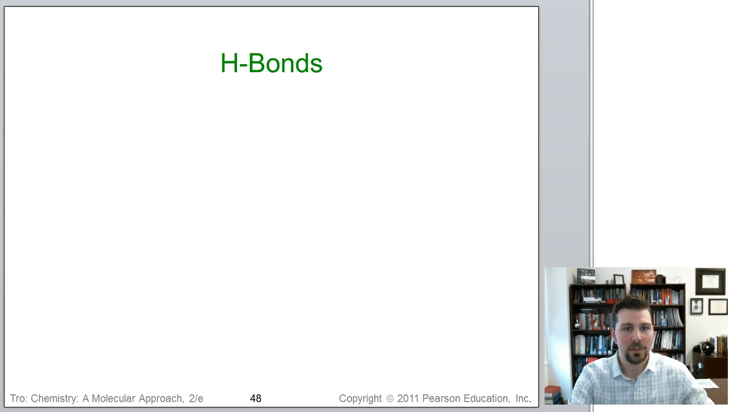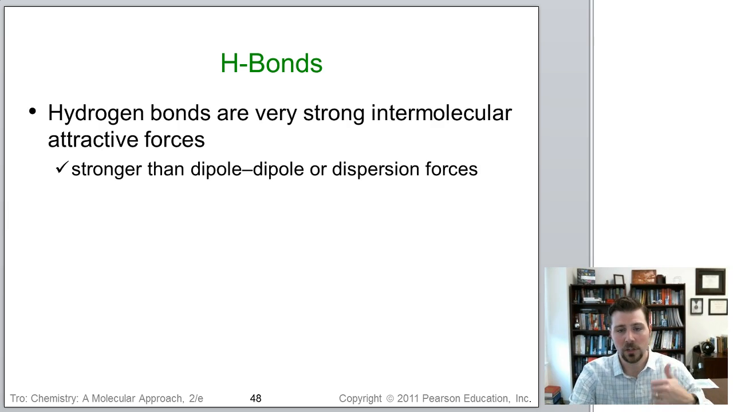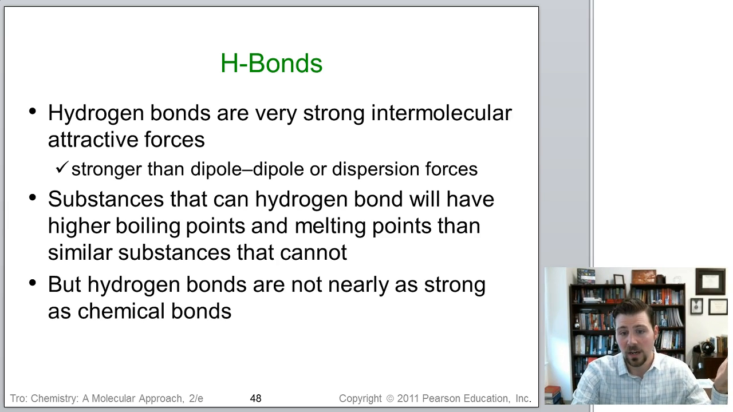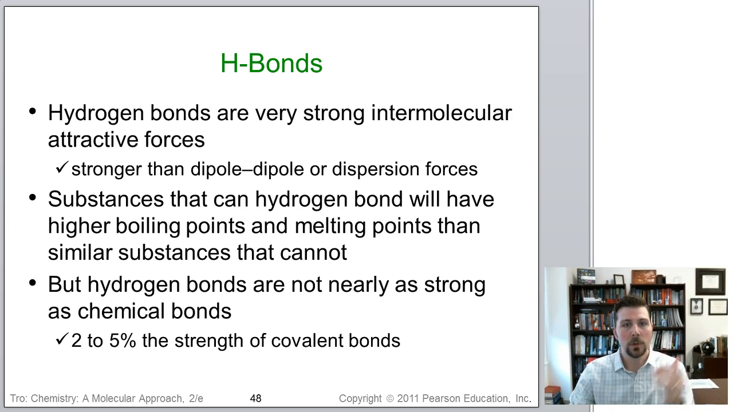Hydrogen bonding is another type of intermolecular force and a very strong intermolecular attractive force, stronger than dipole-dipole and stronger than dispersion forces in general. So that means substances that have the ability to undergo hydrogen bonding in general are going to have higher melting points, are going to have higher boiling points than other substances that don't have the ability to do hydrogen bonding. Okay, now it's important to note, these are not actual bonds, as I keep saying. They're not chemical bonds, we just call them bonds. They're only 2 to 5% of the actual strength of a covalent bond, which means they're very, very weak compared to real chemical bonds.